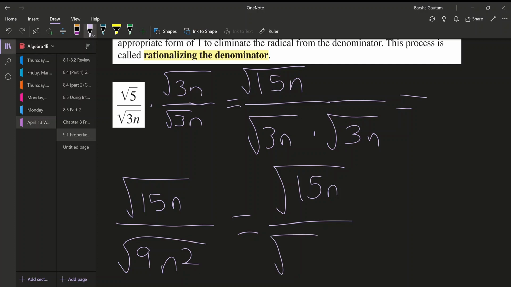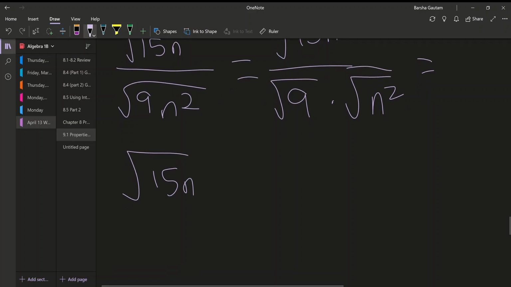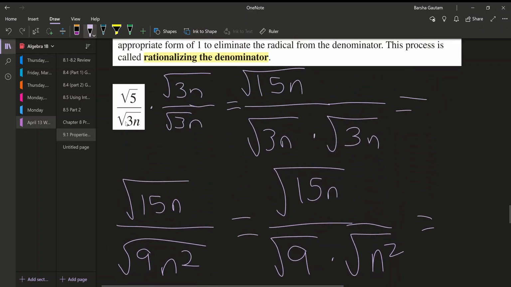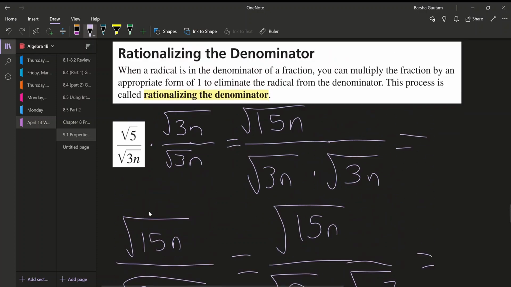From here, we can separate those two. And this will give us root 15n. Root of 9 is 3. And then we have root of n squared, which is equal to n. And notice that this 3n is the same one over here without this symbol. So when we multiply it by itself, we get the same answer without the symbol though.